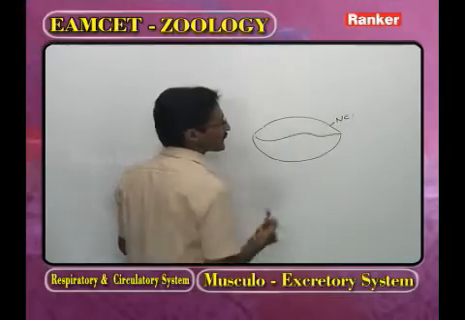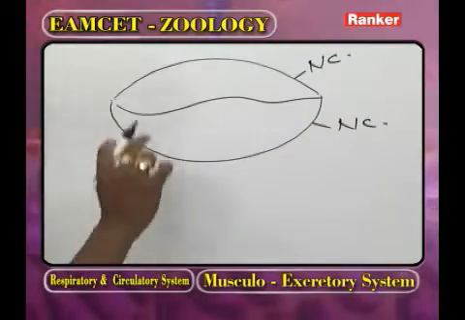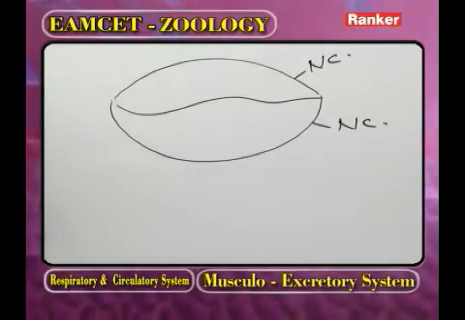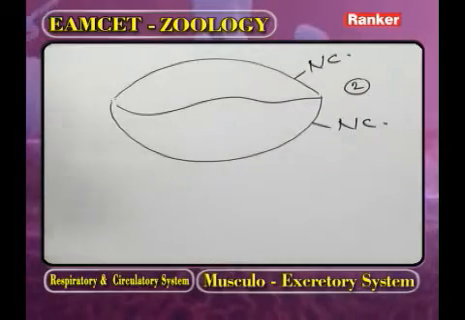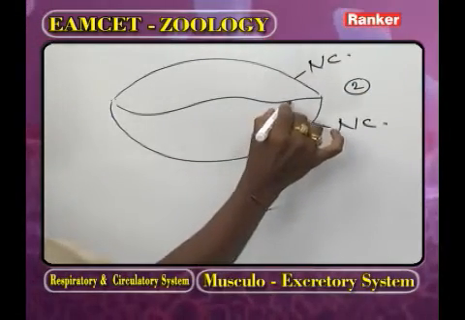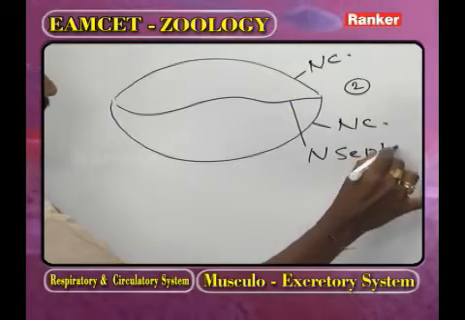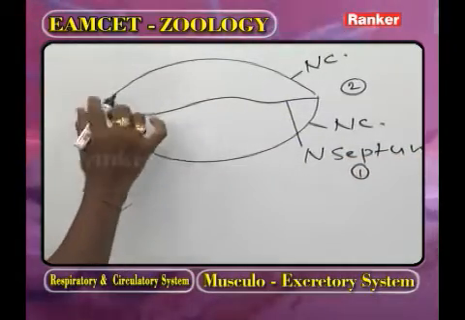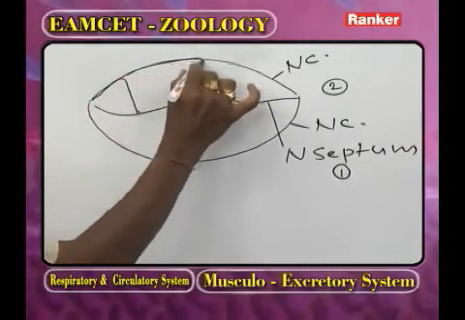I am giving the short words. This is NC, nasal chamber. This is another nasal chamber. A longitudinal nasal chamber, another longitudinal nasal chamber. How many nasal chambers here? 2. Now the nasal chambers are separated by nasal septum. How many nasal septum? 1 in number.